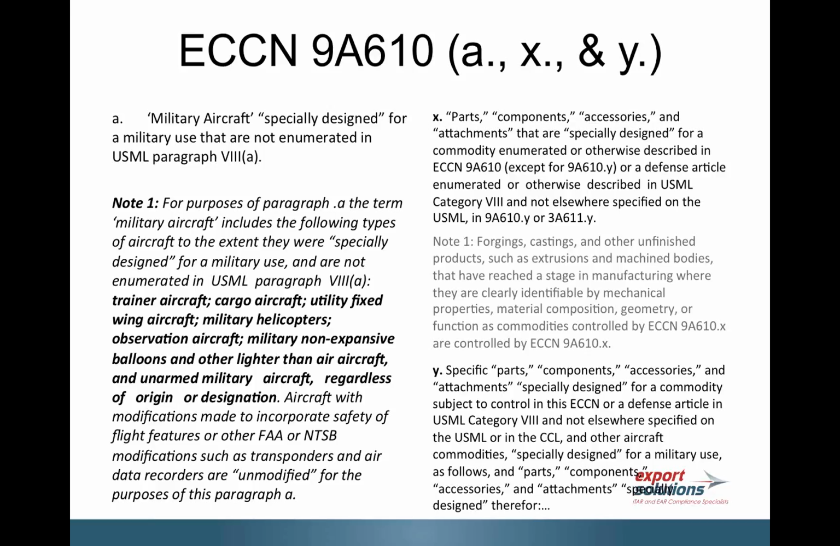Military trainer aircraft, cargo aircraft, utility fixed wing aircraft, military helicopters, not to include attack helicopters, of course, observation, military non-explosive balloons, and other lighter-than-air aircraft, and unarmed military aircraft, regardless of origin or designation. So that means they'd be under the 600 series 9A610 rather than under the ITAR. They're still going to be controlled, and you still may require BIS licenses, but they're not under control of the ITAR anymore. And aircraft with modifications made to incorporate safety for National Transportation Safety Board or FAA are not considered; if you modify them for safety, it doesn't mean that they're specially designed.